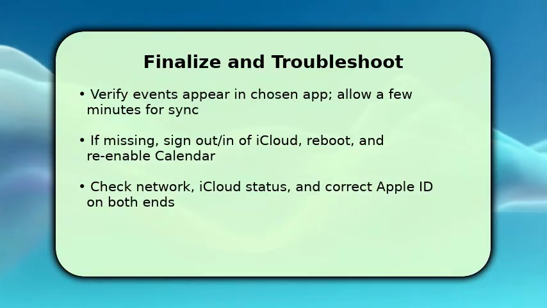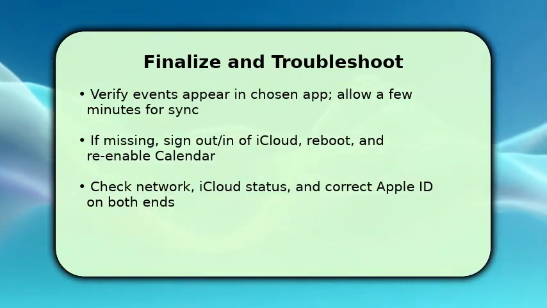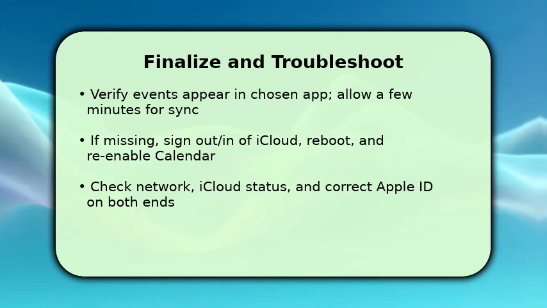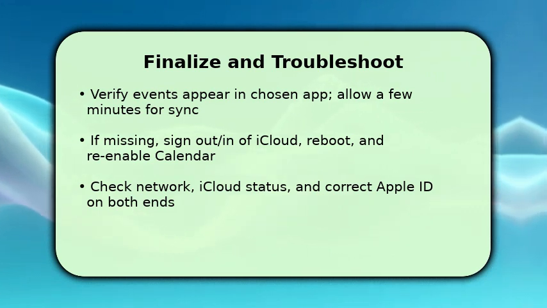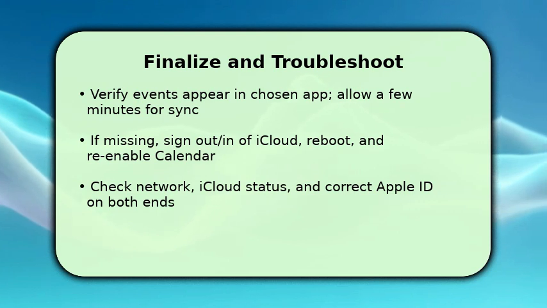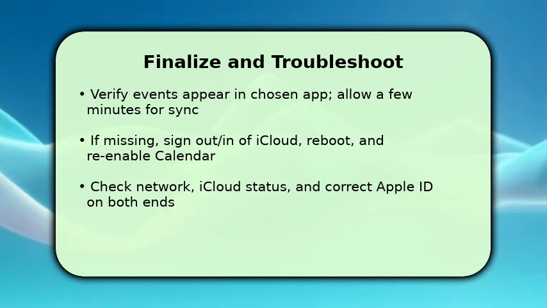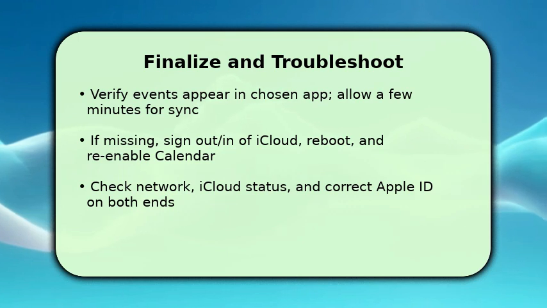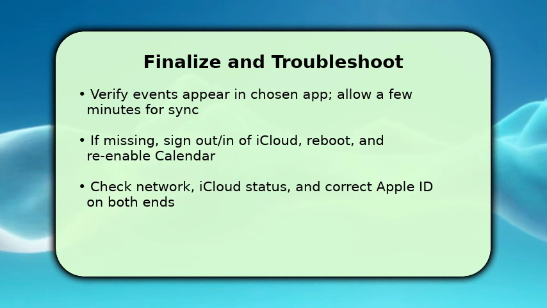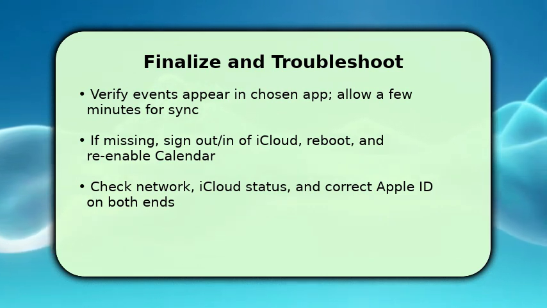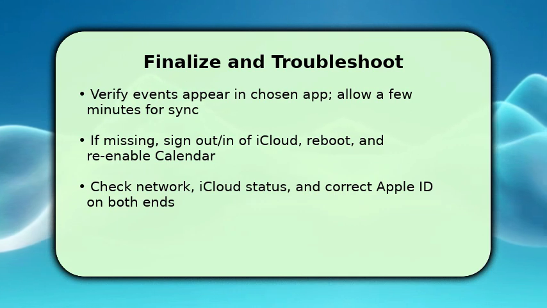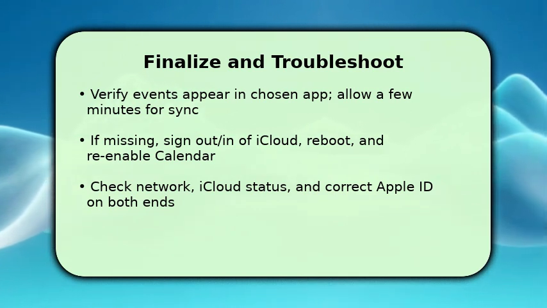Finalize by confirming your events and recurring items show up and behave correctly. Sync can take a few minutes, so be patient. If something goes wrong, sign out of iCloud on Windows, reboot and sign back in while ensuring Calendar is checked. This often forces a fresh sync. Make sure you're using the same Apple ID on both devices, network access is allowed, and iCloud services aren't blocked by a firewall. If problems persist, test iCloud.com to isolate whether it's local or account-related.